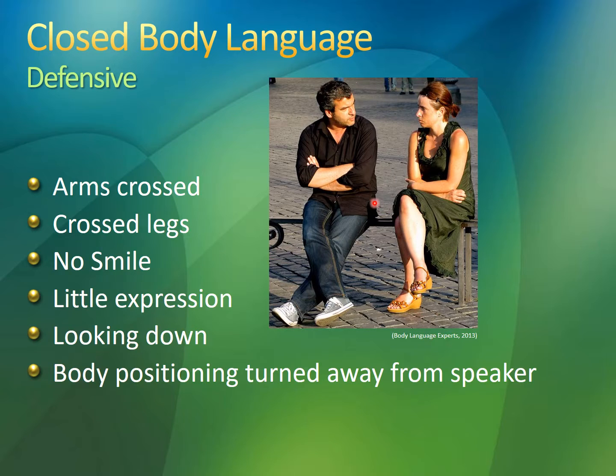The closed body language, or the defensive type, as we notice this couple. Arms are crossed, the legs are crossed. No smile, little or no expression. Looking down generally, although they seem to be looking at each other. Body positioning is generally turned away, but this couple is more engaged and aggressive.